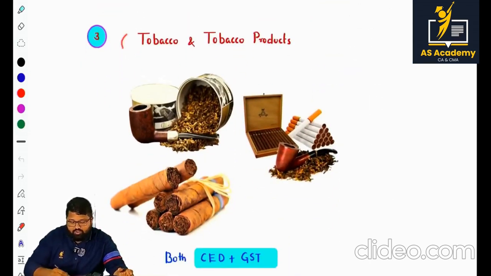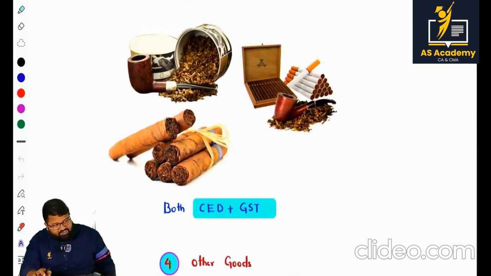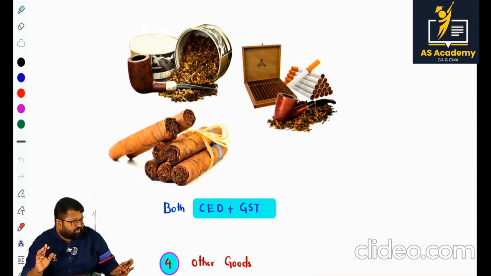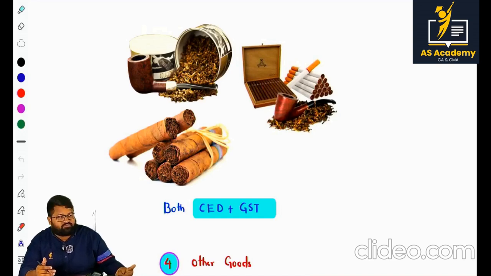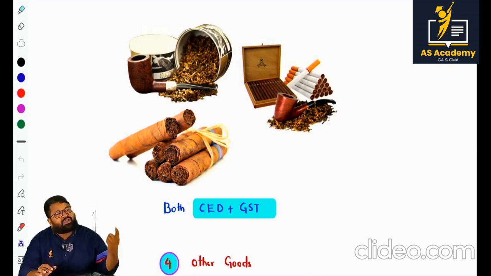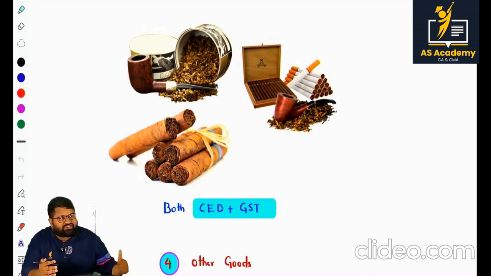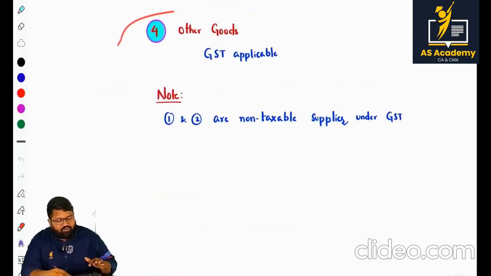Okay. What about tobacco and tobacco products, ma'am? Sir, both earlier taxes are still continuing, and GST is also levied. As it is a sin good, it is not good for health. They are levying both, and they don't want to give any benefit for that. They feel that if they levy both, the consumption may reduce, as the price increases. But from the consumer's point of view, even if the price increases, it is like food for them, so they will not skip it. So for other goods, it depends upon the category.